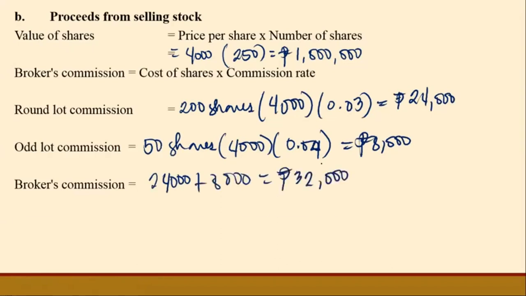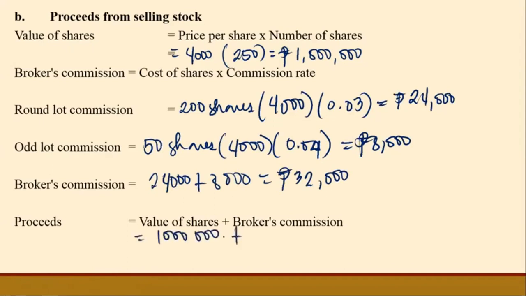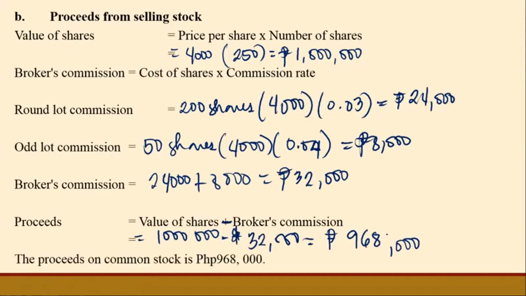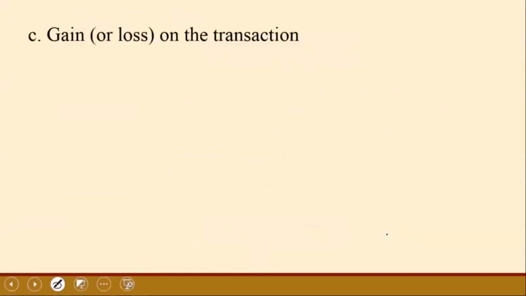Okay? So the proceeds is equal to 1 million minus 32,000. So this is now equal to 968,000 pesos. Okay? So the proceeds on common stock is 968,000 pesos. And we have the gain or loss on the transaction.